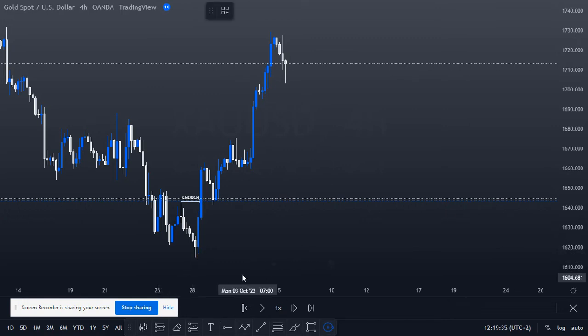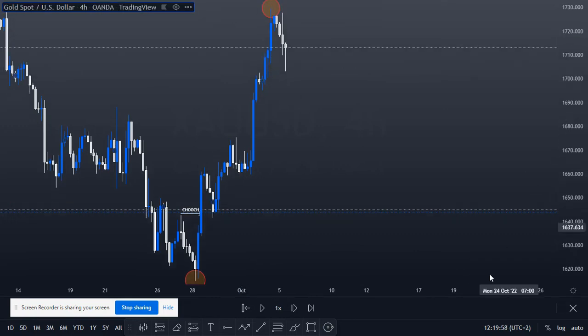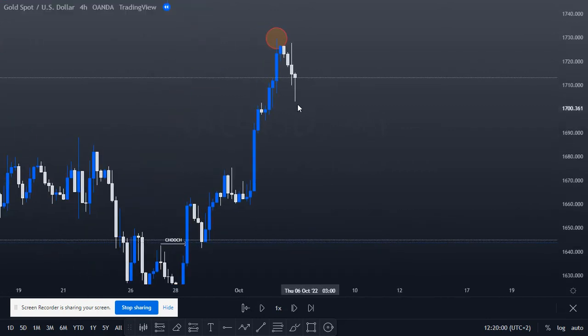Then it printed a swing low here. So this is our swing low. Then afterwards it continued going up. But now since the price is going up, we're waiting for it to print a swing high, then have a change of character to the downwards. So as you can see, here we had a swing high at this point. Then afterwards price broke or changed character to the downwards here.